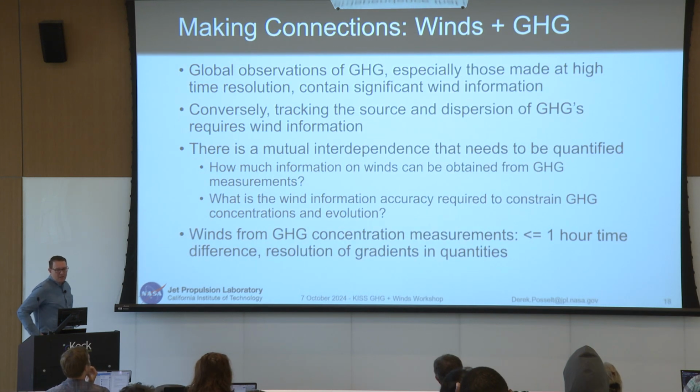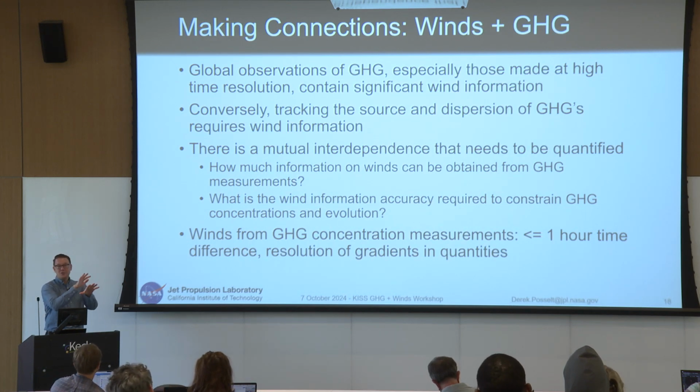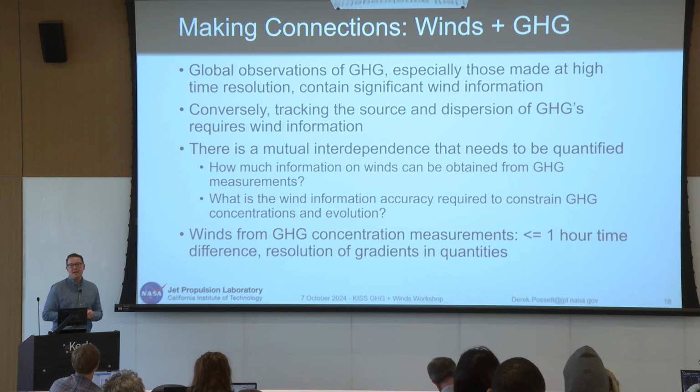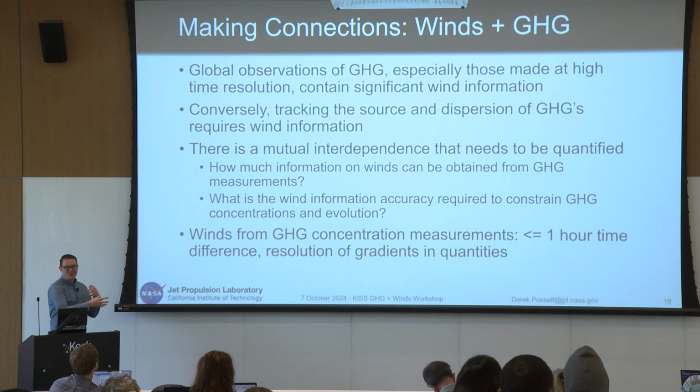Okay, so second to the last slide, making the connections between winds and greenhouse gases. That's what we're here this week to talk about. So globally, if you can measure greenhouse gases as imagery at high time resolution, there's a lot of wind information in that. And so in terms of covariability between different variables, that's something that we really ought to exploit. Conversely, if you're going to track greenhouse gases, you have to have winds. So they're mutually interdependent.